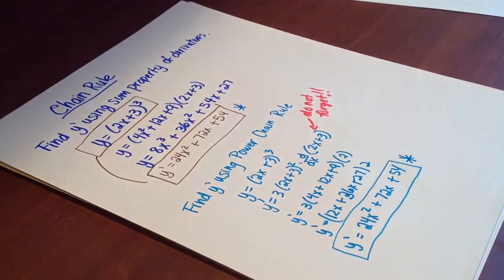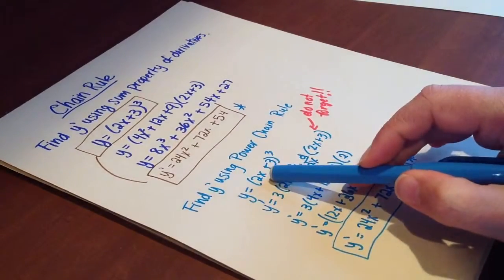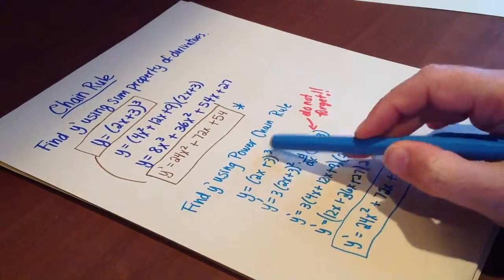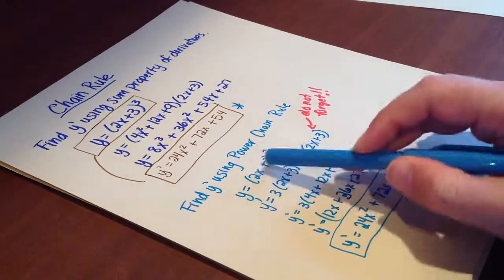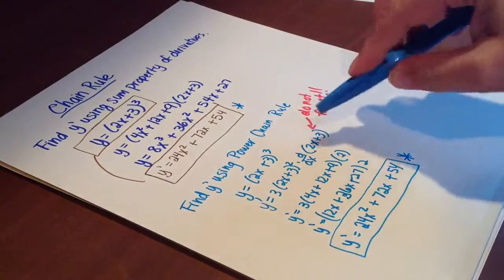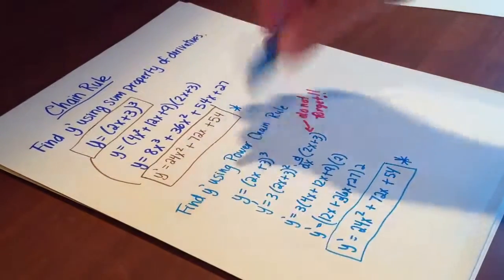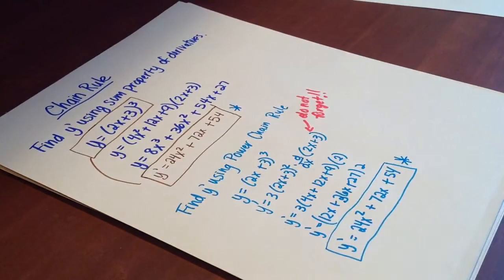So the power chain rule deals with a function inside of another function. So x cubed is the function, and 2x plus 3 was the inside. And we just always have to remember to take the derivative of the inside function when you're using the power chain rule.